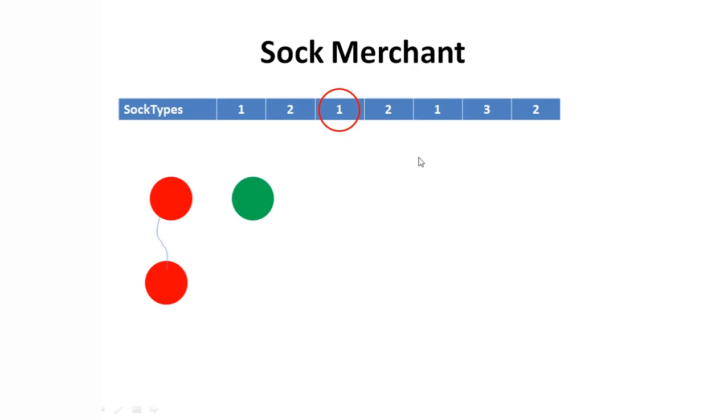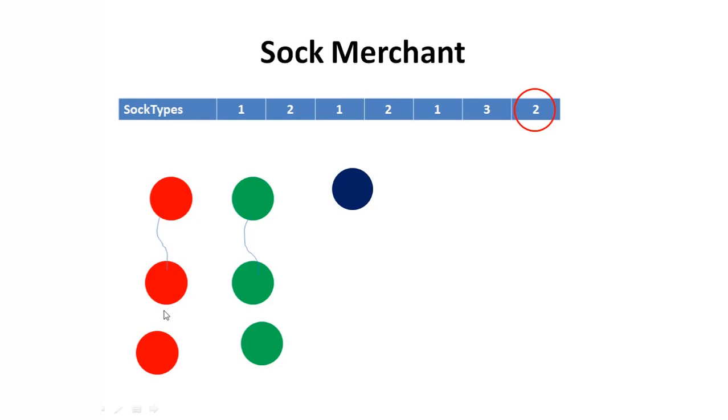Now we take up the fourth one, which is of type 2. Since this is the second occurrence of type 2, we combined this and made the second pair. Now the next one is separate, 3, then 2. And finally, we observed that we had 2 pairs here, and with these 3 socks, we could not make any pair.